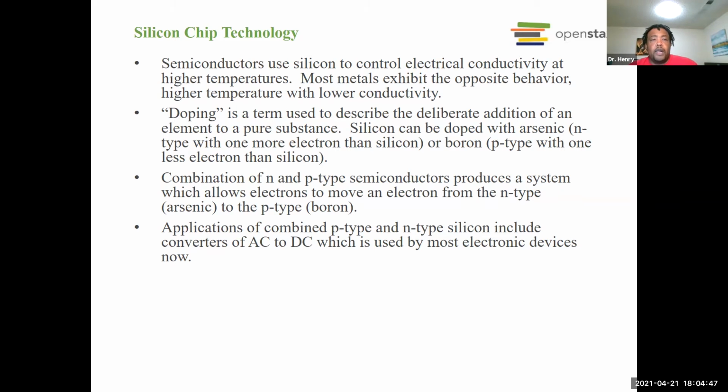arsenic basically has one more electron than silicon, and then boron has one less electron than silicon. So then that's more like a positive type of effect. So in the industry, you have combinations of N type and P type semiconductors, some that have been doped with arsenic, some that have been doped with boron. And then sometimes you have silica that has a combination of both in the same chip itself. So this is basically going to be used for converting from AC to DC in terms of electrical devices.